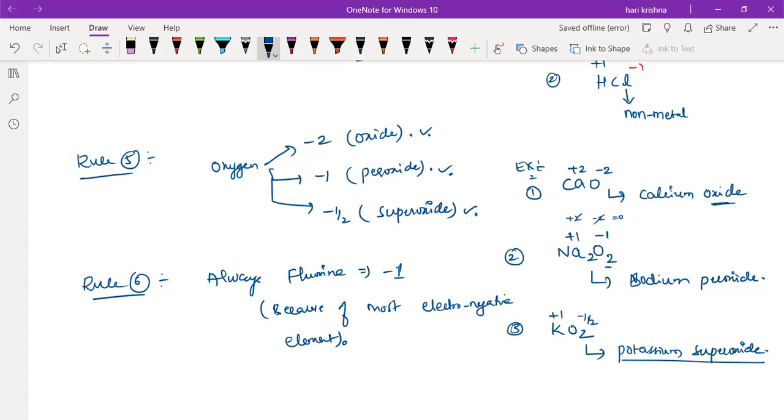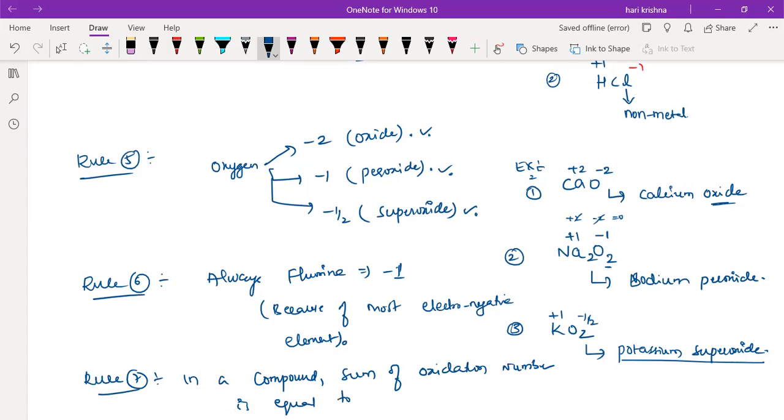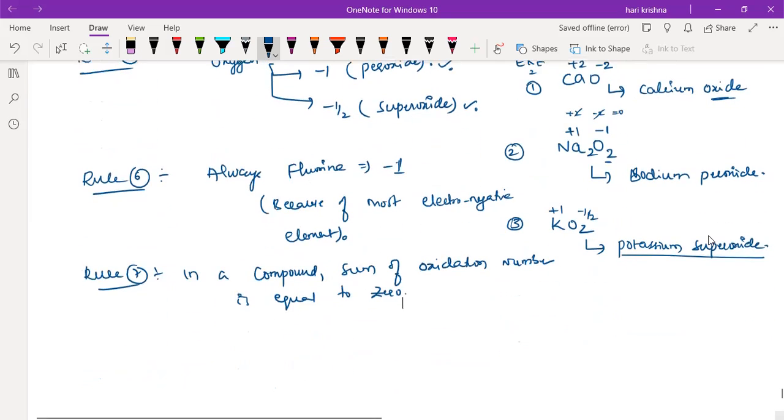Always fluorine will show -1 because it is the most electronegative element. Rule number 7: in a compound, the sum of oxidation numbers is always equal to zero. Clear? Yes, sir.